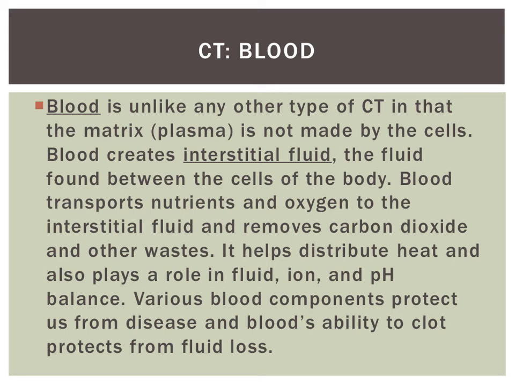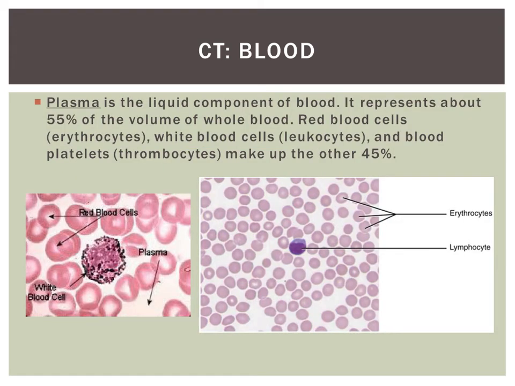We also have thrombocytes or platelets inside our blood. Those are cells that work to clot to protect us from losing too much blood. And the matrix of blood has its own special name, and it's called plasma. Plasma is the liquid component of blood that represents about 55% of blood volume. Red blood cells we call erythrocytes, white blood cells, which we call leukocytes, and blood platelets, which we call thrombocytes, make up the other 45%. So again, it is a tissue because it's made up of several cells working together for common function.